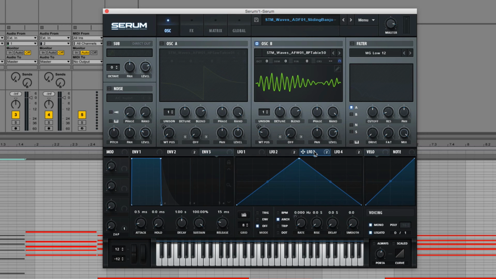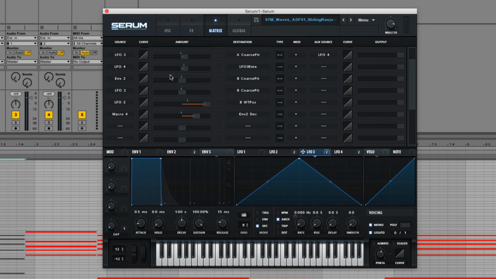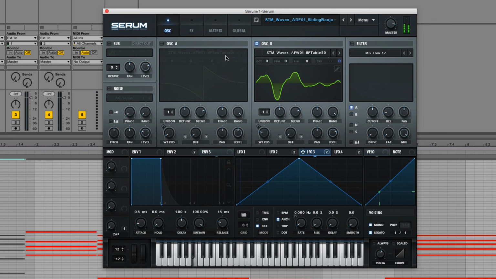Wavetable 3. Or LFO 3, that is on the course, is on the pitch. So there's a slight amount of vibrato, very, very slow and mild. You can just barely hear it.